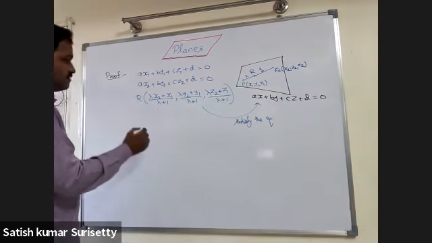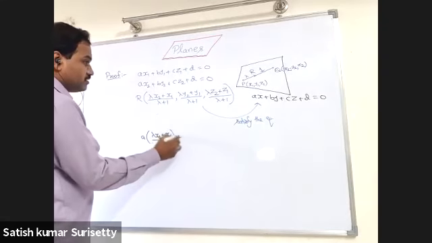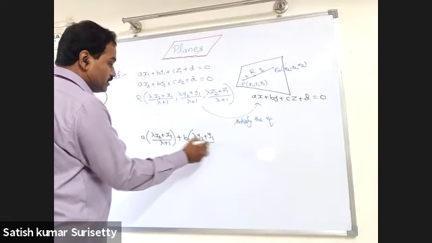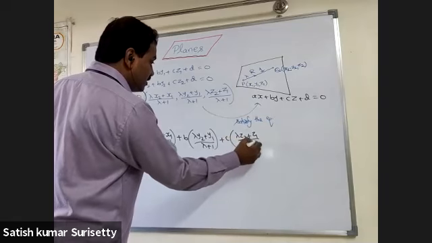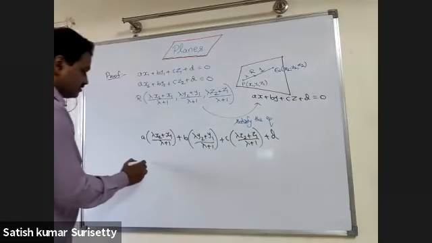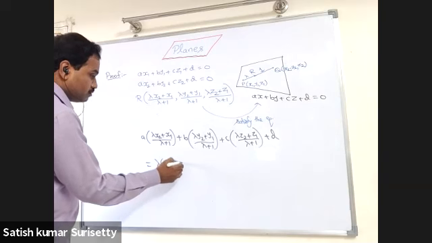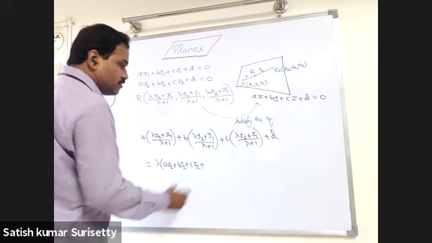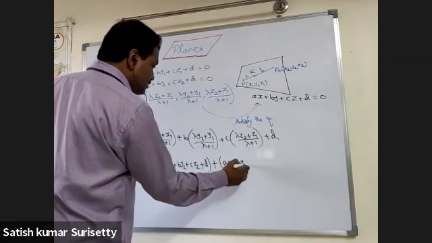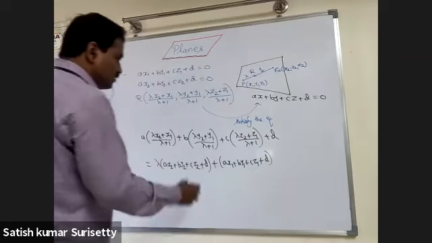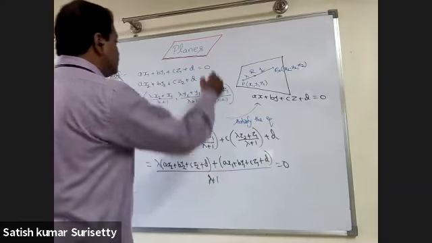So if I substitute the coordinates of R, a into (lambda x2 plus x1) upon (lambda plus 1), plus b into (lambda y2 plus y1) upon (lambda plus 1), plus c into (lambda z2 plus z1) upon (lambda plus 1), plus d equal to... So if I group the terms, lambda (ax2 plus by2 plus cz2 plus d) plus (ax1 plus by1 plus cz1 plus d), upon lambda plus 1. This is also equal to 0 using these two conditions.